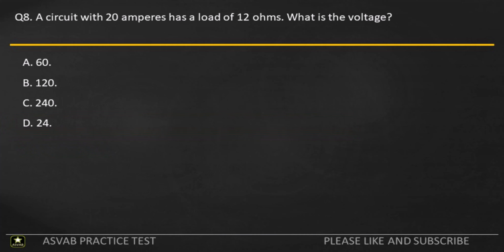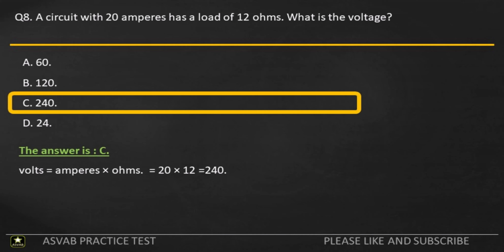Q8. A circuit with 20 amperes has a load of 12 ohms. What is the voltage? A. 60, B. 120, C. 240, D. 24. The answer is C. Volts equals amperes times ohms equals 20 times 12 equals 240.